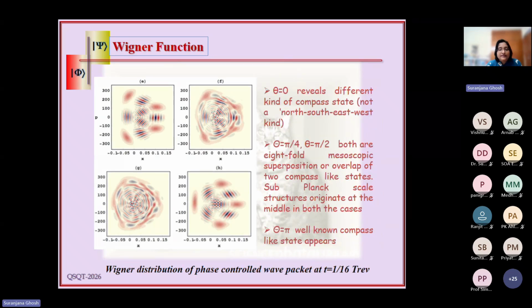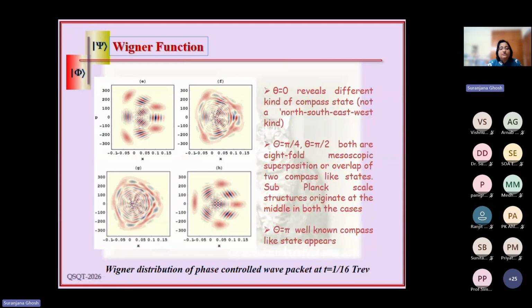This is at 1/16 of T revival time. So the initial state when theta is equal to 0 is a rotated compass-like state, and then when theta is equal to pi by 4 or pi by 2, one can have this kind of interference region and the state looks like that. When theta is equal to pi, it looks like the original compass state.